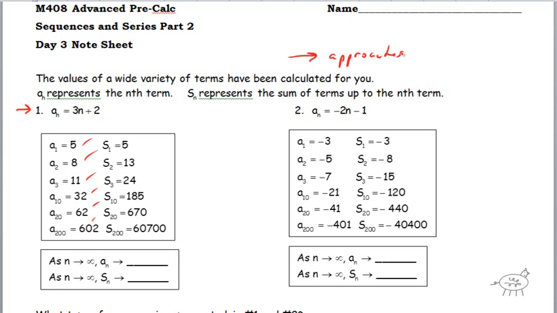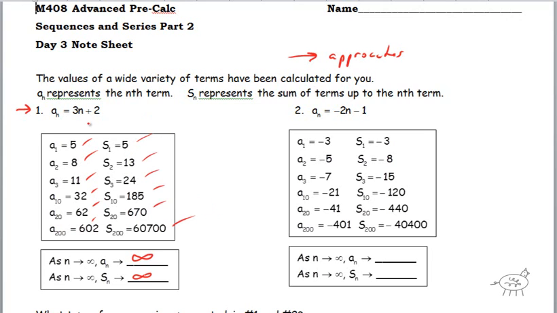Anyway, as n gets really, really big, what happens to a sub n? It also goes to infinity. And what happens to the sum? Well, you can see the sum is 5, and then you keep adding it up: 13, 24, 185, 670, 60,700. That's also going to infinity. These are both going to positive infinity.